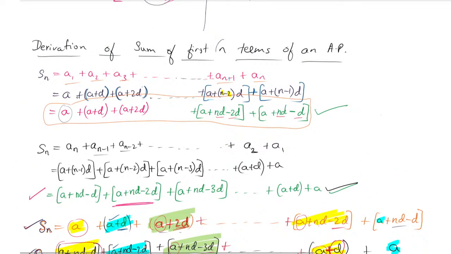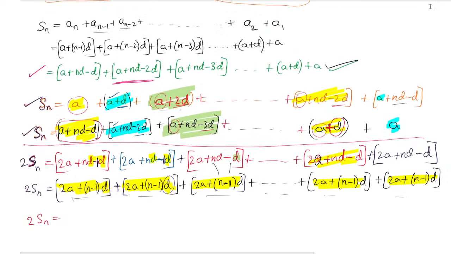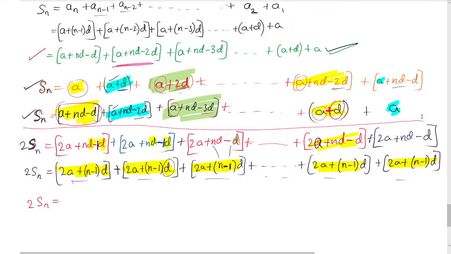Derivation of the sum of first n terms of an AP. Here you can see the first term, second term, third term, fourth, fifth, sixth, seventh, like this way up to the n minus 1 term, and how many terms are there? n terms. So there are totally n terms we have. So we are finding the sum of n terms. So similarly here we can write it down at the end.